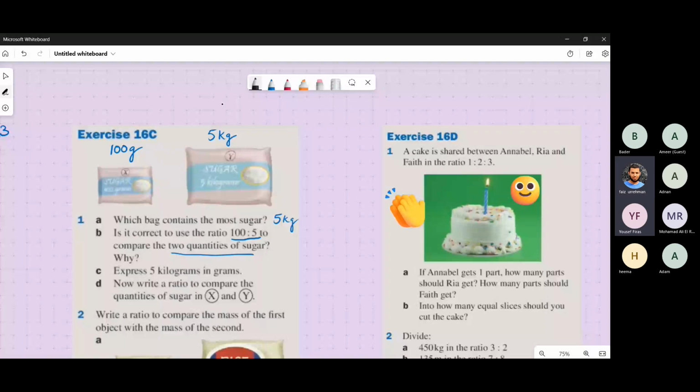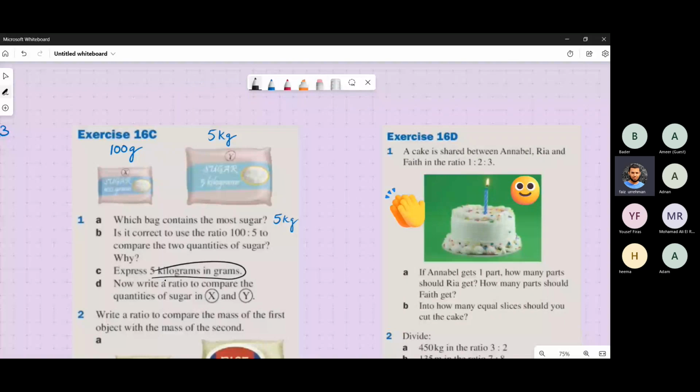Because then it will look like 100 is bigger and 5 is smaller. But in reality, the 5 is in kg, so it is so big compared to 100 grams. Okay, so you know this answer. Express 5 kilograms in grams. How much is that?